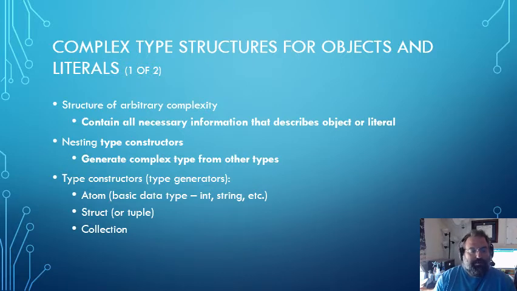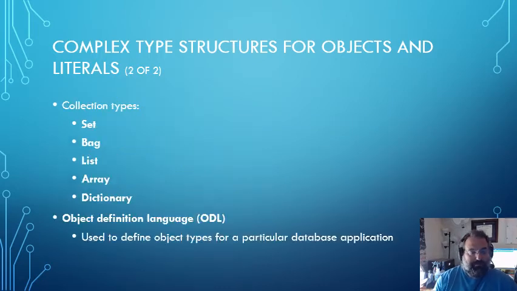You have atomic, or an atom, which is a basic data type such as an int, string, etc. A struct or tuple, which is a bit more complex, typically made up of either structs or atoms. And then you have collections, which can be a variation and combination of these various things together. A collection is essentially something that stores other things, simplest being something like an array, could be a dictionary or an associative array, a list, any number of ways of containing things. Collection types include things like sets, bags, lists, arrays, and dictionaries.